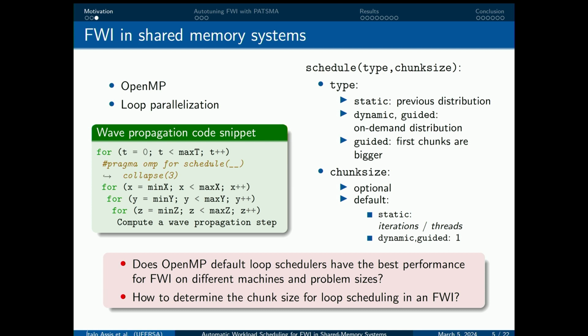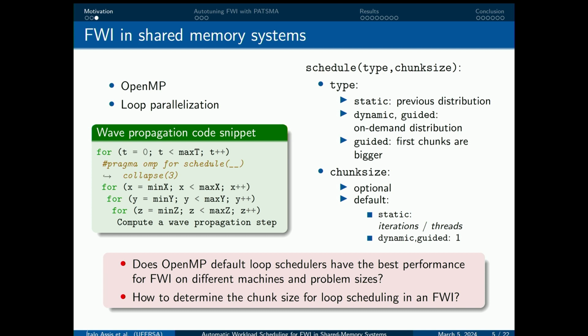If you want to optimize it, you can use the schedule clause. As we can see in the code snippet, the schedule clause has 2 arguments, the type and the chunk size. And the chunk size is basically the size of the blocks of iterations we're going to distribute, while the type is how we're going to distribute those blocks over the threads.